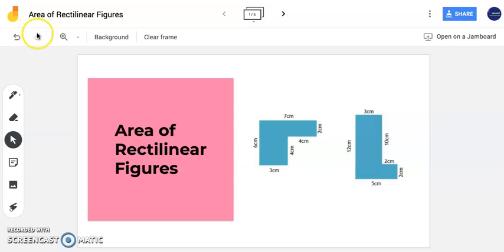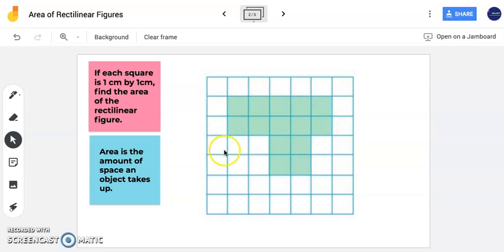Hello, today we're going to find the area of rectilinear figures. In this picture here, we have a rectilinear figure, and notice we have a rectangle here and a square here. If I was to put the two figures together, it forms a rectilinear figure. Now the direction says if each square is 1 centimeter by 1 centimeter, find the area of the rectilinear figure.